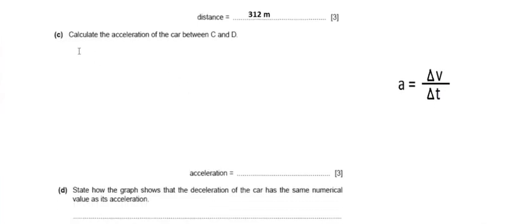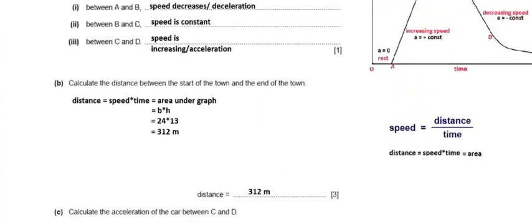Here you can see part C of the question: calculate the acceleration of the car between C and D. We know that in the speed-time graph, the slope of the graph is nothing but the acceleration that we have calculated many times. Between C and D, we have to calculate the acceleration. So I can select any 2 points here. For simplification, I am selecting this point C and this point D directly. So the slope of this line we can directly calculate.